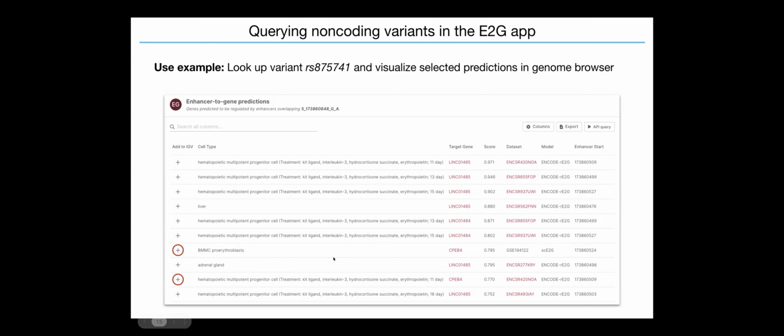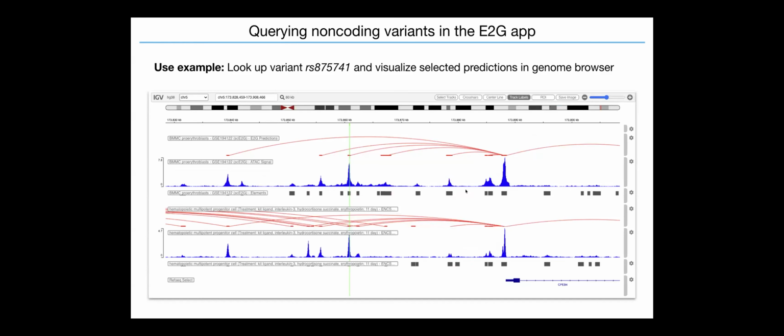So we add those to the IGV session by clicking on these plus signs, which then populates this nice genome browser view where we can see, at the green line, the position of the variant, annotated enhancers in those cell types, as well as links to target genes, and accessibility from ATAC-seq. And so this very nicely shows how we can use the app to quickly look at these things in a very intuitive way, and also scroll through the genome to get an idea of regulatory landscapes around variants, genes, or regions of interest.